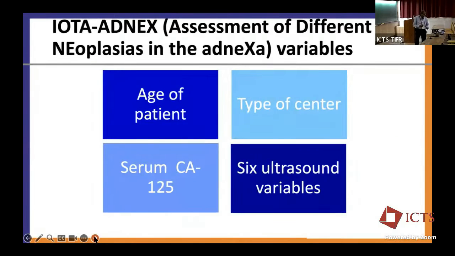But that was not enough. They created another model, which is called the ADNEX model. They said, let's now take the age of the patient, because the risk for ovarian cancer changes with age. Secondly, the type of center referring the case. If an expert center is referring the case, they've already done some homework, they're suspecting cancer. That means their diagnosis is more likely to be right than a general practitioner's. Then serum CA125 is a biomarker for cancer. And of course, 6 ultrasound variables.